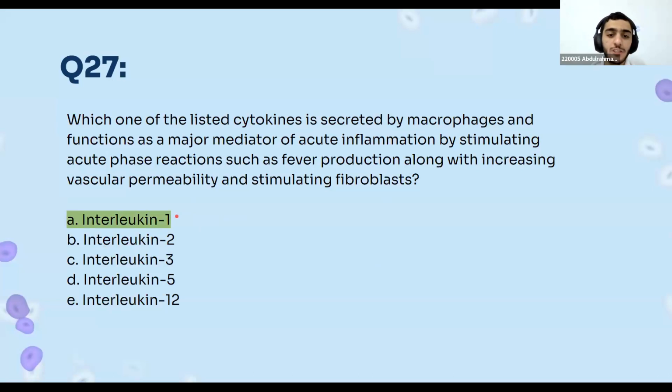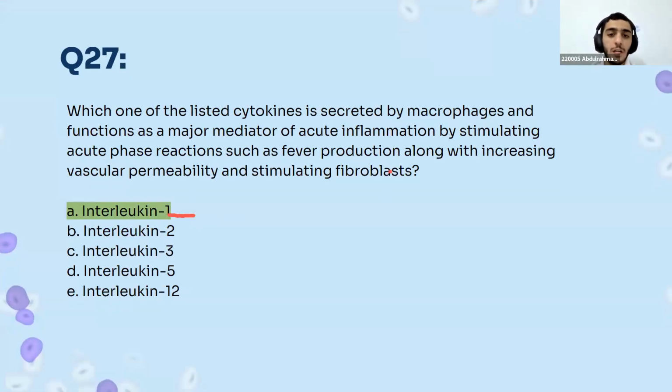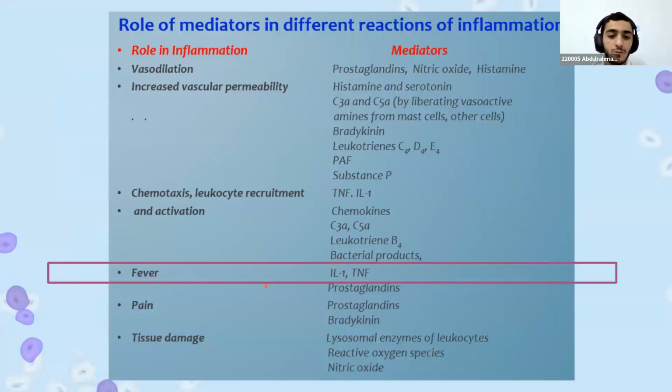So the answer here is interleukin 1, which is a simple recall, straightforward question. Fever is going to be associated with interleukin 1 and tumor necrotic factor. There's another thing that's also going to be associated with fever. Does anyone want to mention it? We did mention it before. Prostaglandin. Yep. Which type of prostaglandin? E2. Correct. So prostaglandin E2, along with interleukin 1 and tumor necrotic factor, are going to be responsible for fever.